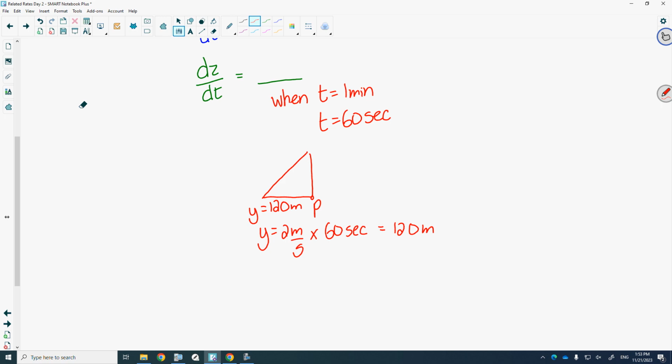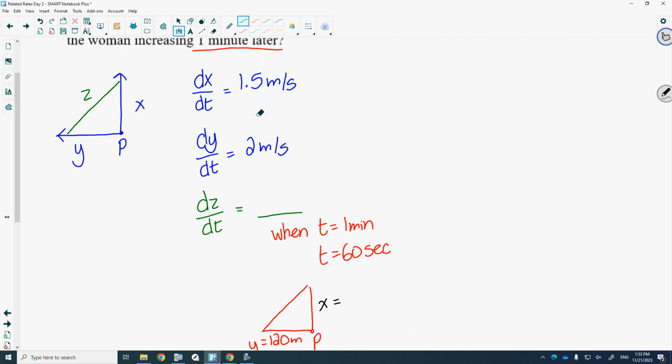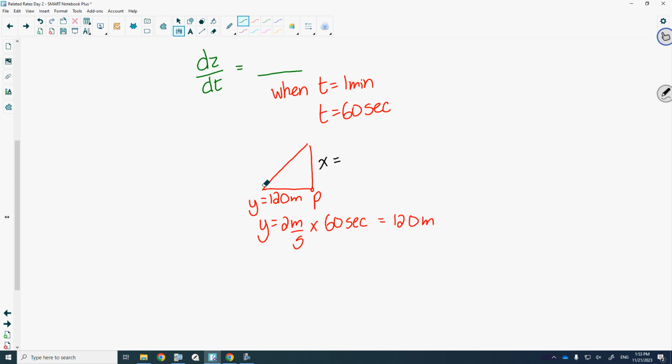Okay, to figure out her distance at 1 minute, so she's going 1.5 meters per second. So 1.5 meters per second, after 1 minute, that's 60 seconds. Do you guys know what that distance would be? 90. Yes, that would be 90 meters.